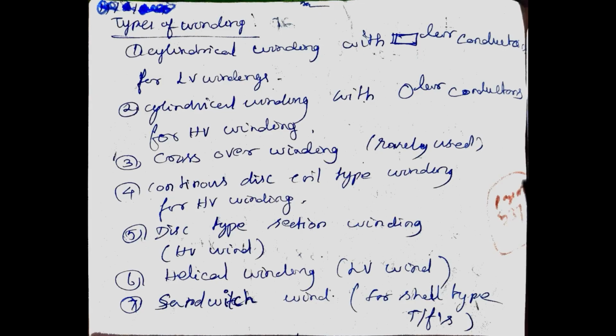Types of winding. Cylindrical winding with rectangular conductors for LV winding. Cylindrical winding with circular conductors for HV winding. Crossover winding, rarely used. Continuous disc coil type winding for HV winding. Disc type sectional winding for HV winding. Helical winding for LV winding. Sandwich winding for shell type transformers.